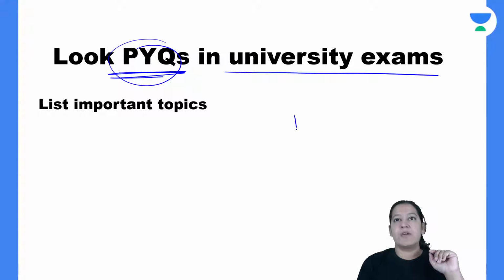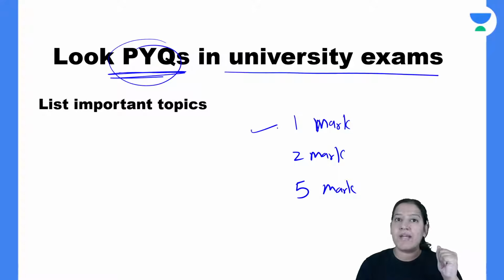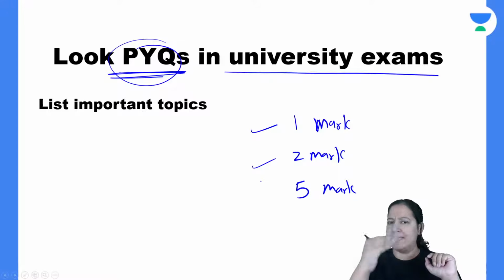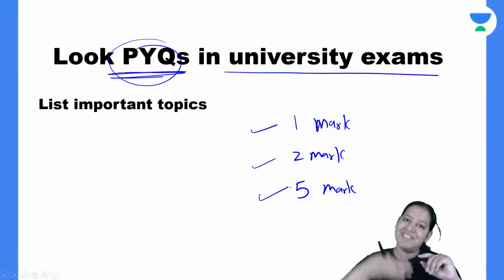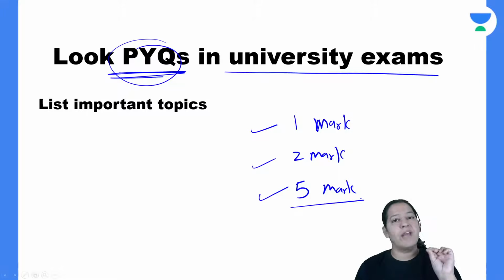In these previous year questions, you have 1 mark questions, that is short questions. You have 2 marks questions, and you have long questions, that is 5 mark questions. So you should have a collection of all these questions. Which questions are frequently asked for 1 mark? Only 1 line has to be written. Which questions are frequently asked for 2 marks? You have to write a few points about it, make a flowchart, make a small diagram. And for 5 marks, you have to write pages, at least 4-5 pages for 1 question. So long questions are really very important.